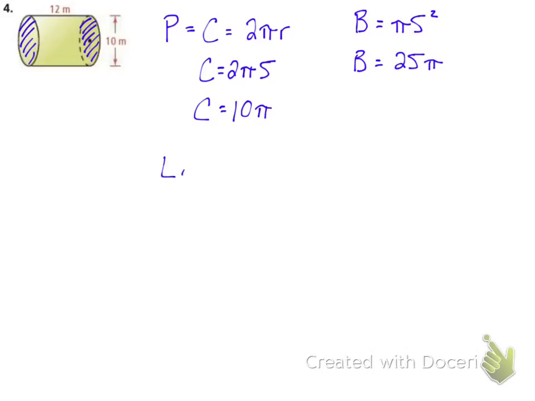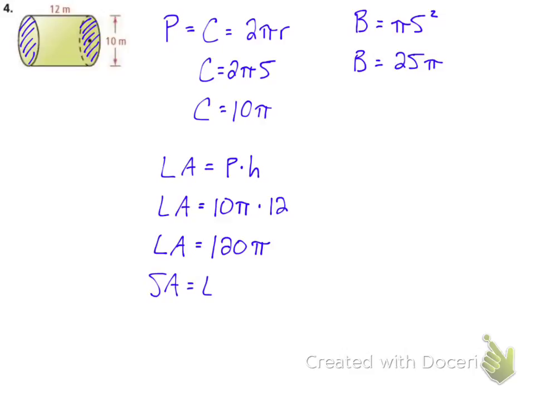So when I get to my lateral area, I want to do the perimeter, which is my circumference, times my height. So my perimeter in this case is 10 pi. And then my height is 12. So I'm going to leave this in terms of pi, 120 pi. And then my surface area, I'm going to take my lateral area and then add 2 of the area of my base.